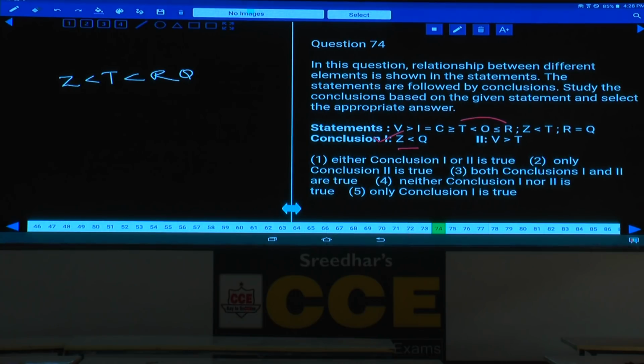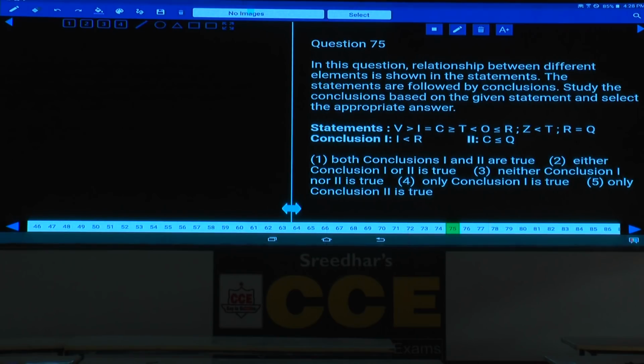Then coming to the second conclusion, the relation between V and T. Now V is here, V to T. What is the relation here? Greater than, R equals to. Hence V greater than T, definitely true. Both the conclusions follow, choice 3. Question number 74, choice 3.